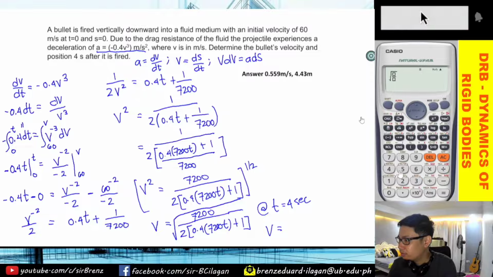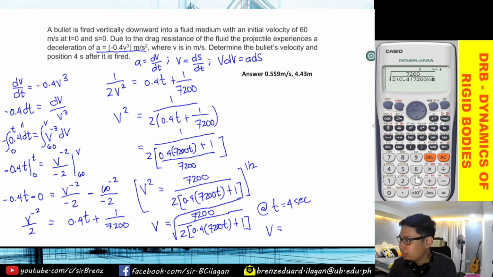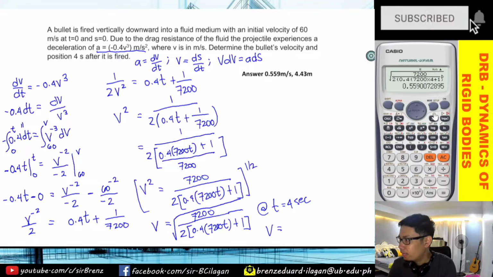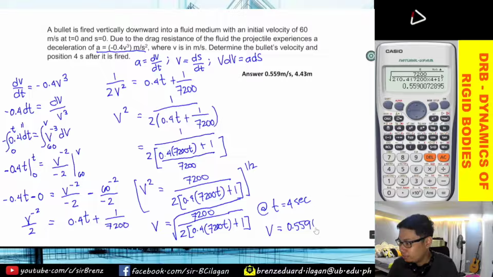square root of 7,200 times 2. So kung may naisip kayong much better na simplification itong equation, i-try nyo rin yan. So if tama naman yung gagawin nyo na pag-simplify pa, dapat pareho lang ang lalabas na sagot. So 7 times 4 plus 1. Ayun. So lumabas yung 0.559, 5,590. Okay? Meter per second. Ayan. So, nakuha natin yung una.